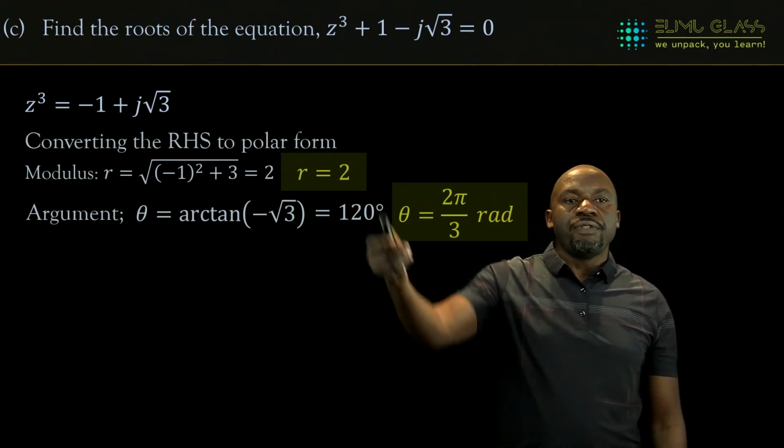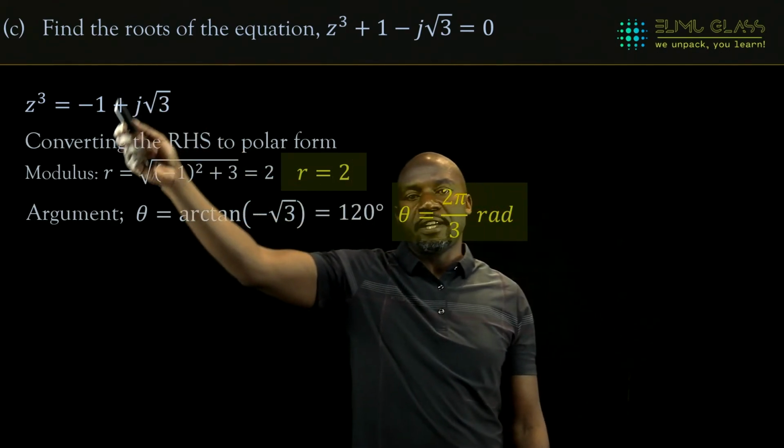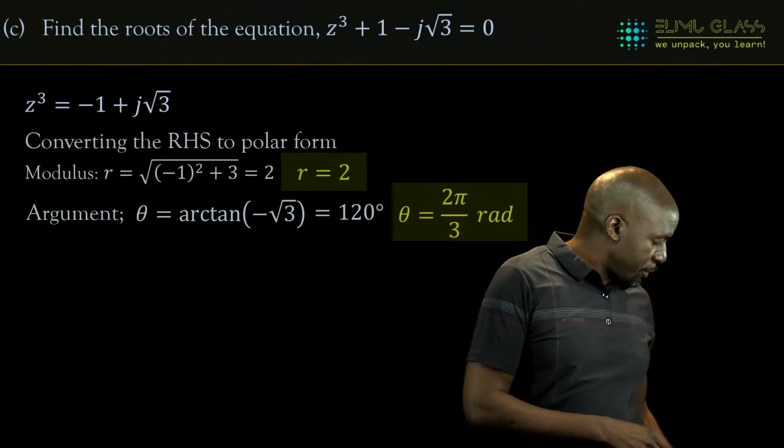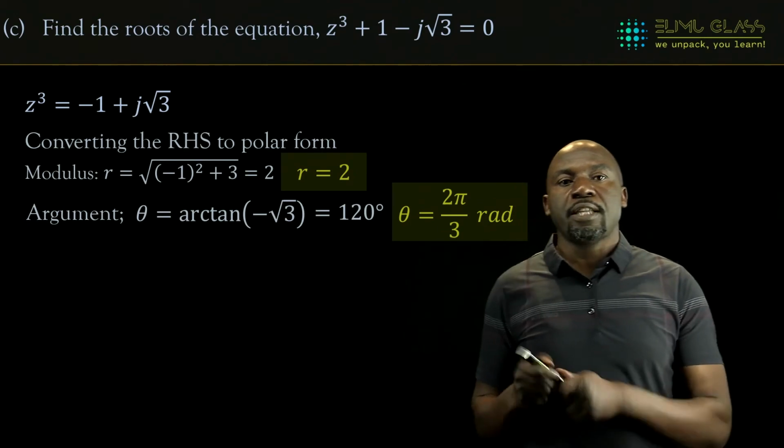Okay, so with this information we can express the right-hand side there in polar form, which is basically just r. That means we express this.